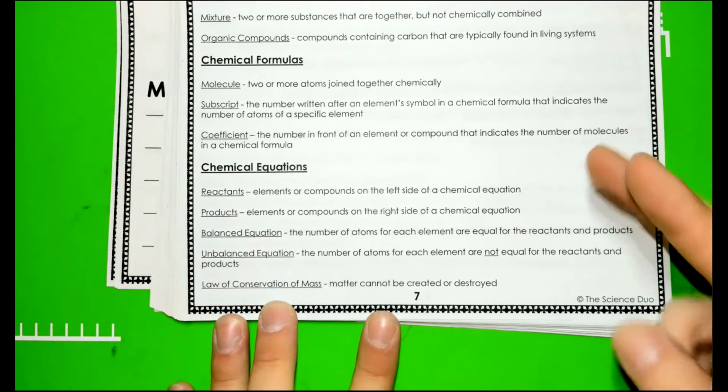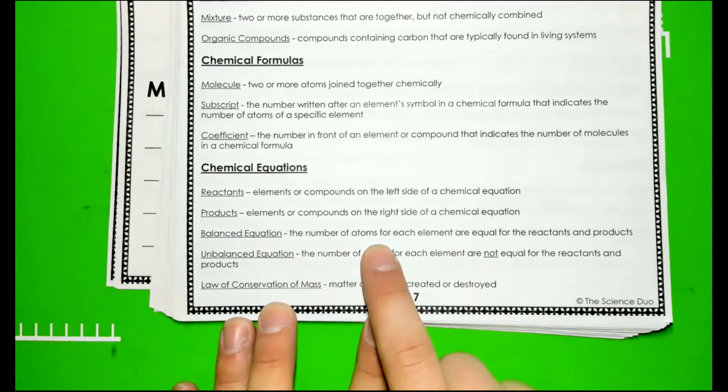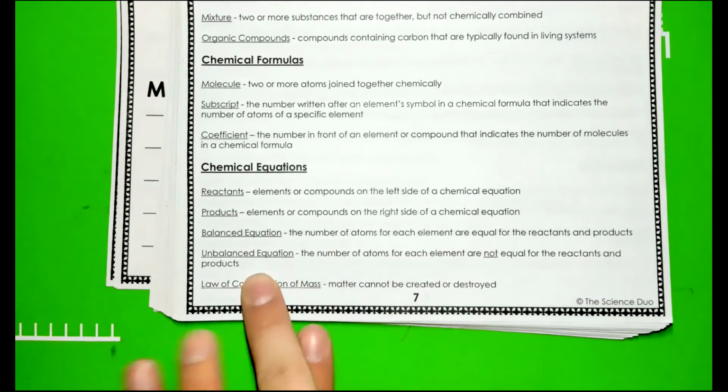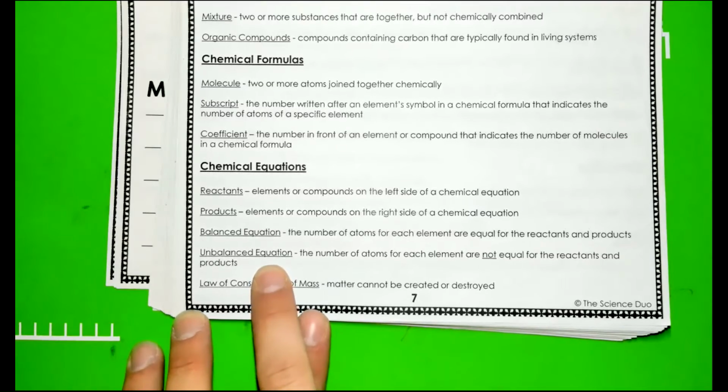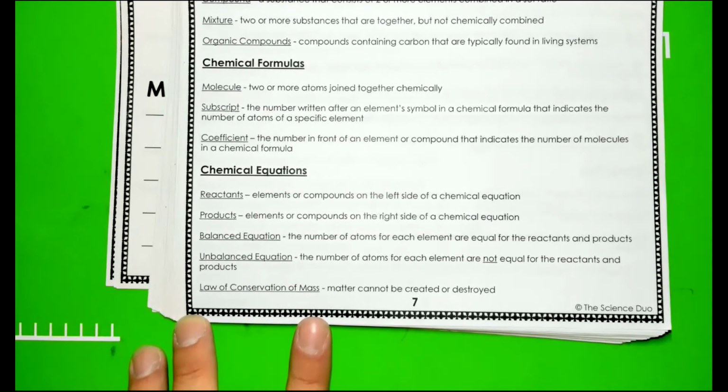There are 2 types of equations, balanced and unbalanced. If the number of atoms of the elements match on both sides of the arrow, you're balanced, you exist. If they don't match, you're called unbalanced. This cannot exist on our planet. Sometimes the STAAR tests like to throw those at you, so you should know the difference between unbalanced and balanced.